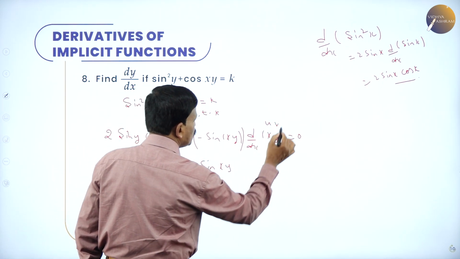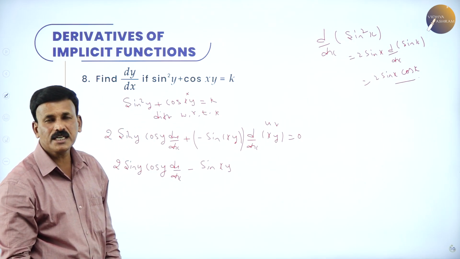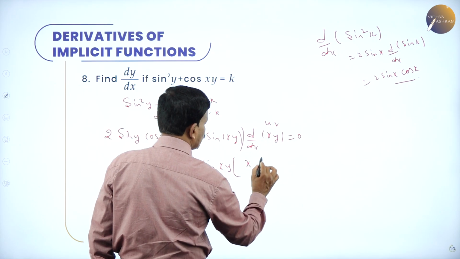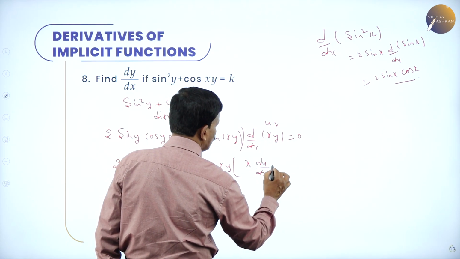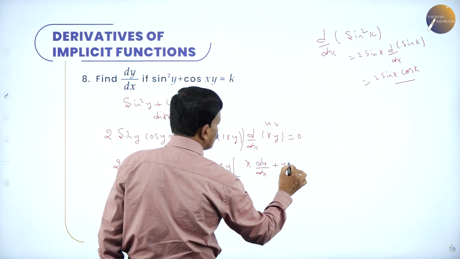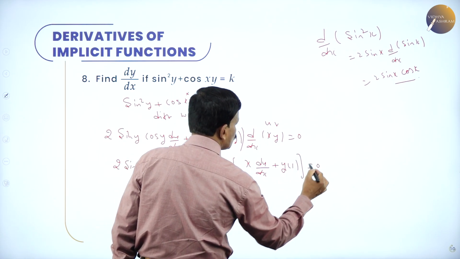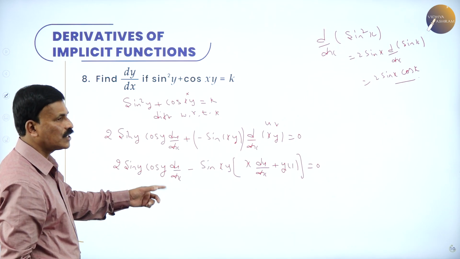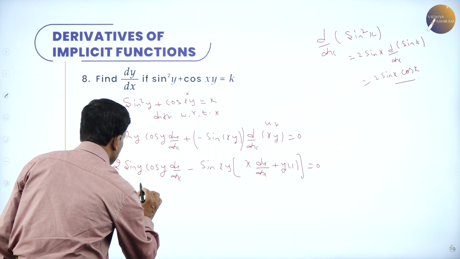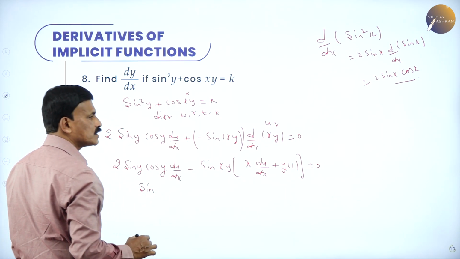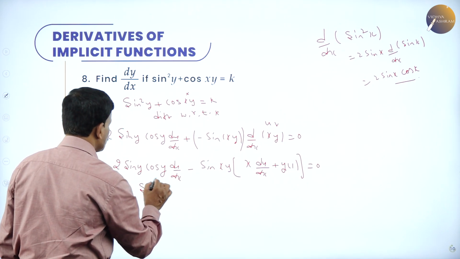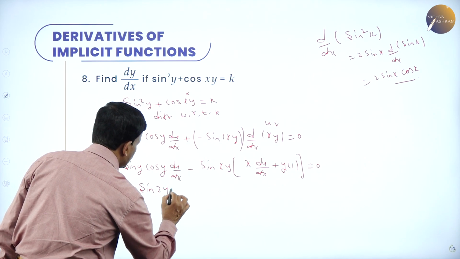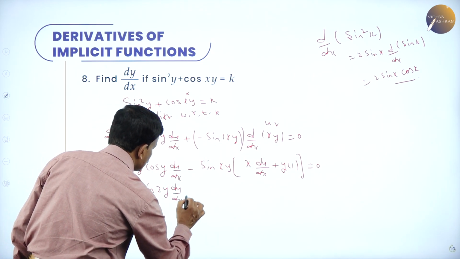If we differentiate this, we are going to apply product rule again. So that is the first function x into the differentiation of y, which is dy by dx, plus y into the differentiation of x, which is 1, equal to 0. So this is of the form 2 sin theta cos theta. You can write this as sin 2 theta, sin 2a. What is sin 2a? 2 sin a cos a. This can also be written as sin 2y dy by dx.